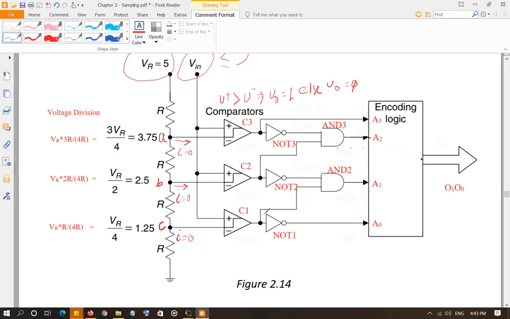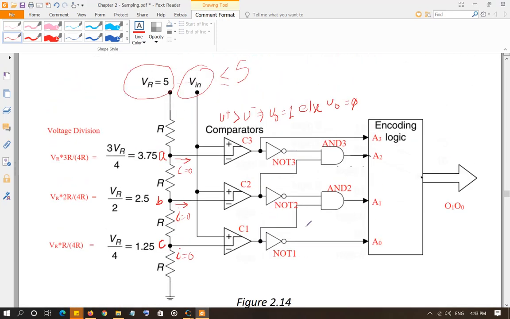So how does this work? Let's move on, or I can just stay on this page and explain it to you. So let's say any voltage that is between 5 volt and greater than 3.75 volt, right? You have any voltage which is 5 volt or less than 5 volt, but greater than 3.75 volt. Your comparator C3 is going to produce 1 because the positive input will be greater than the negative input.